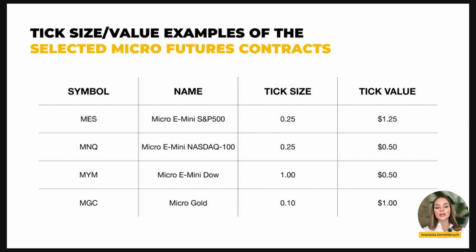Next, MNQ, Micro and Mini Nasdaq 100. Tick size is 0.25, the same as for the standard one, but the tick value is 10 times smaller, $0.5. Micro and Mini Dow. Tick size is 1.00 and the tick value is only $0.50. MGC, Micro Gold. Tick size is 0.10, so stays the same, but the tick value is $1 instead of 10.